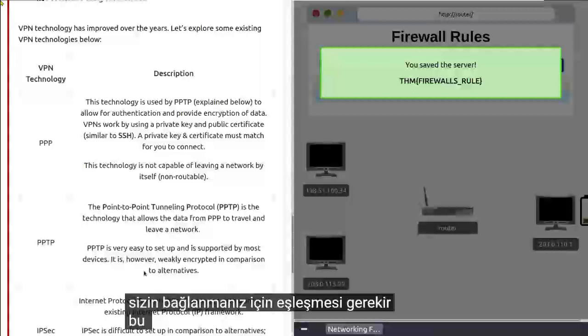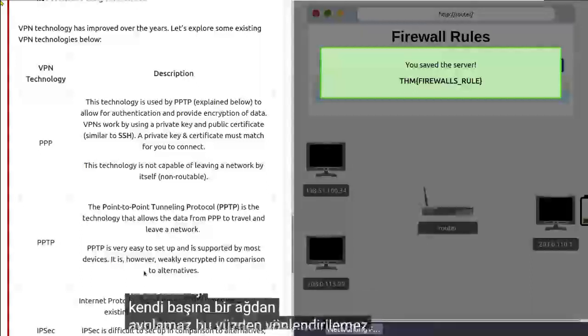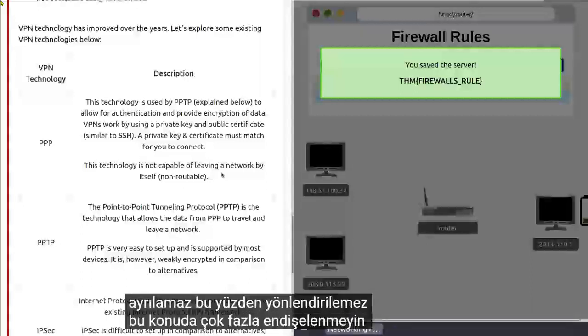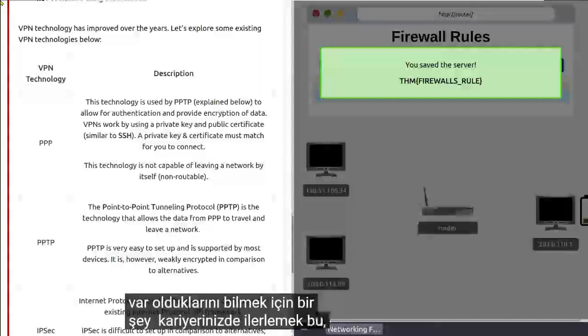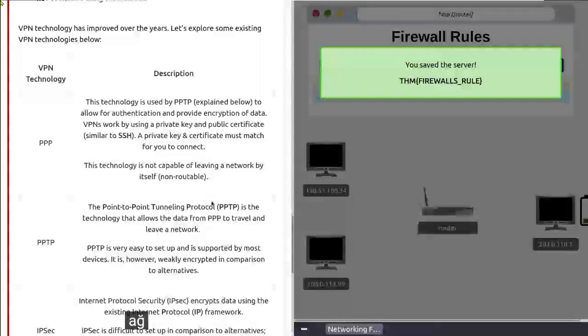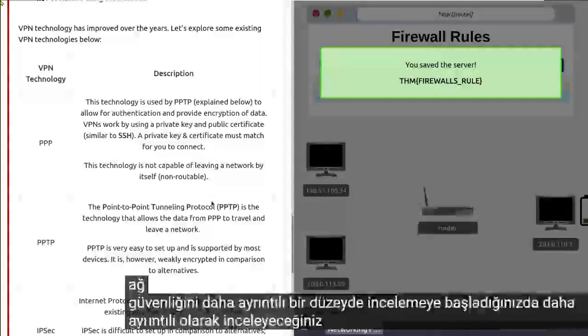This technology is not capable of leaving a network by itself, so it's non-routable. Don't worry too much about this, and all of these protocols, it's just something to know that they exist. As you advance in your career, this is something that you'll dig into further when you start examining network security at a more fine-grained level.